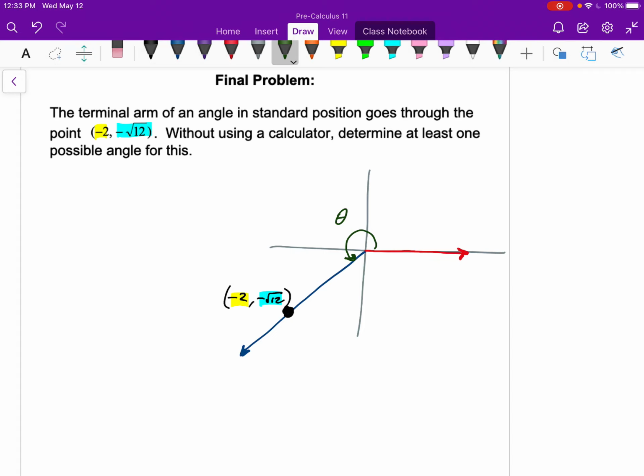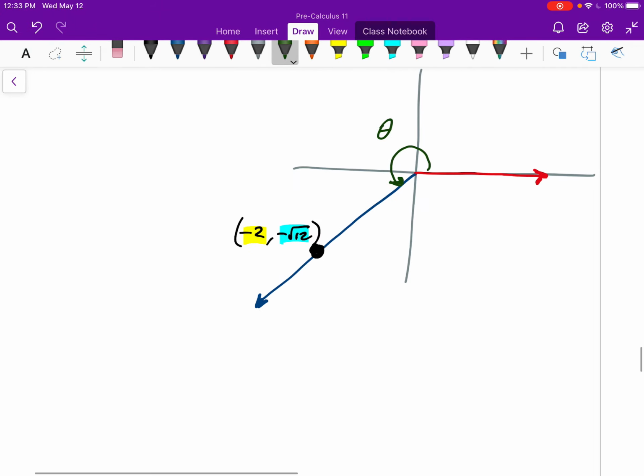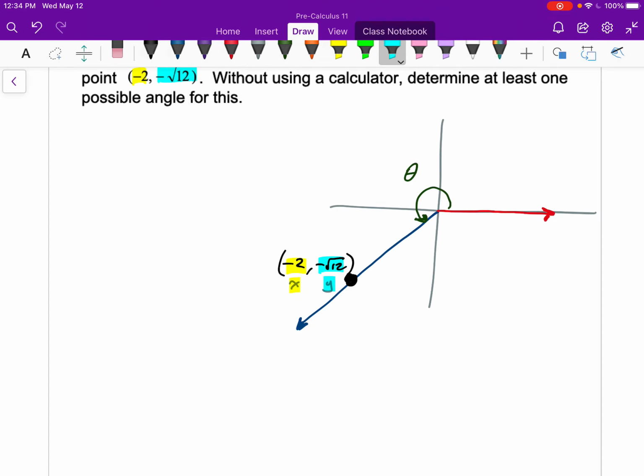Well, let's think about what we know here. If I look at these values here, that's my x-coordinate, that's my y-coordinate. Which means I know everything I need to focus on the tangent ratio, because the tangent ratio is just y over x. So even though I don't know theta yet, I can say the tangent of theta must equal negative root 12 over negative 2, y over x. Again, I don't know what the angle is, but I know the tangent of the angle must equal negative root 12 over negative 2.